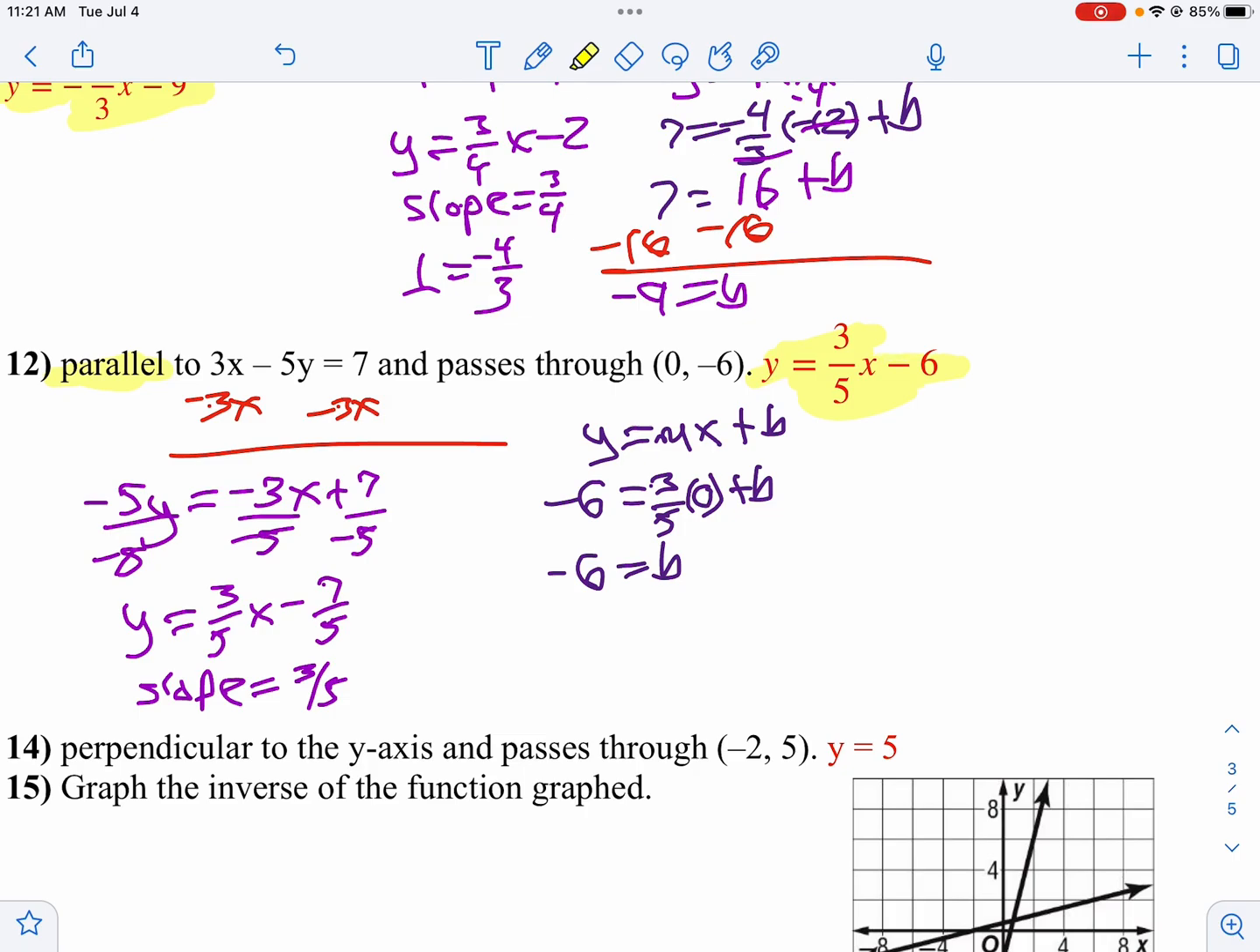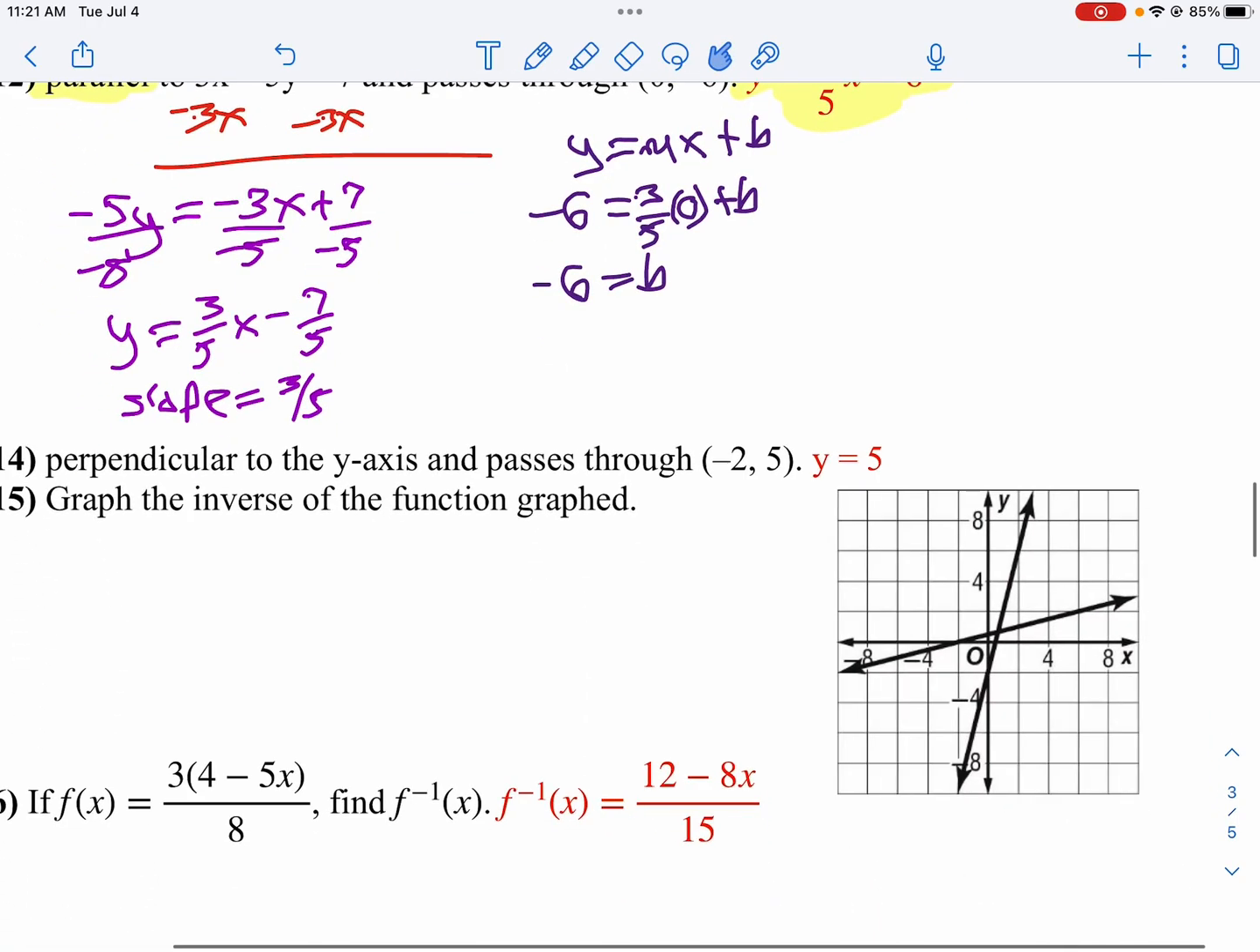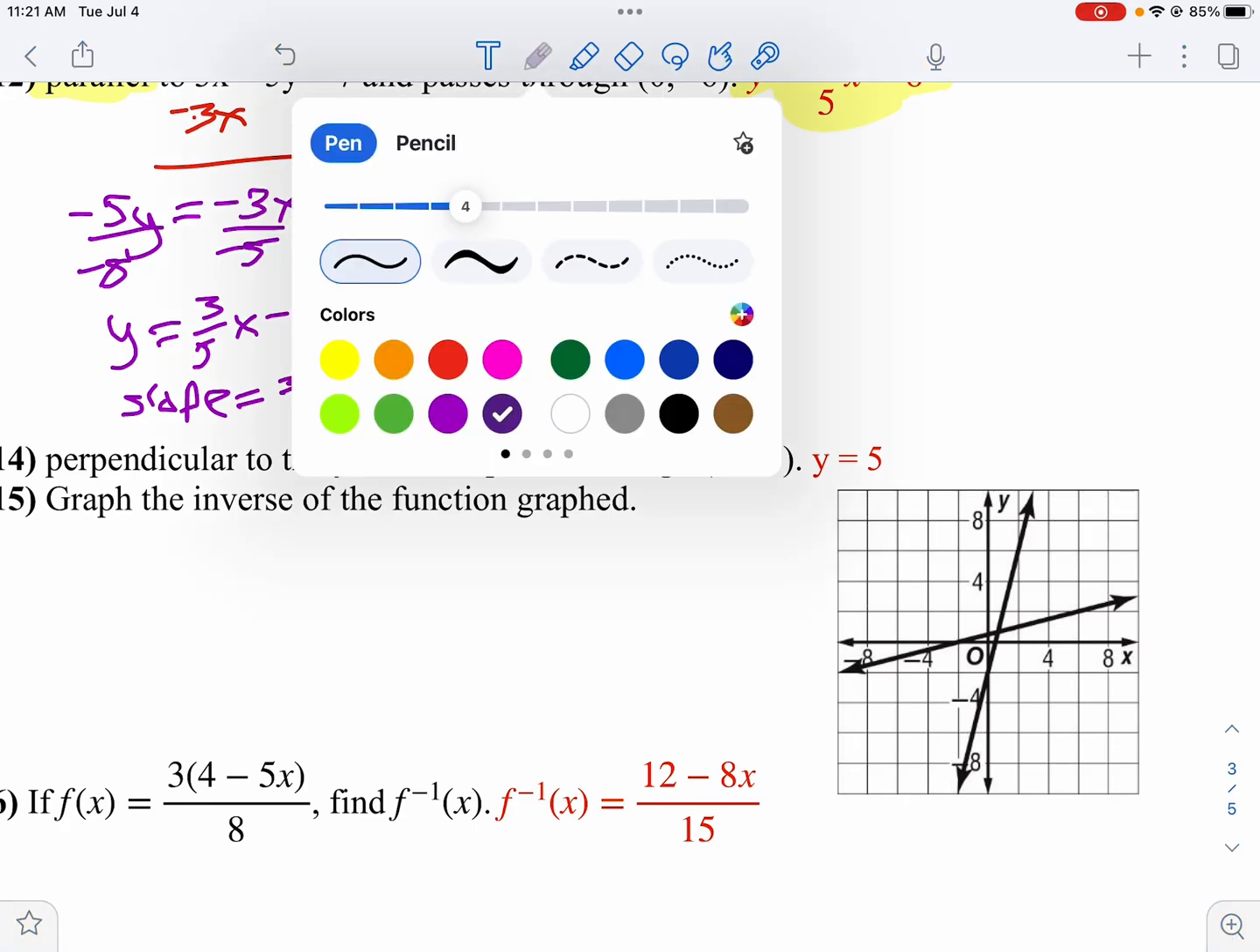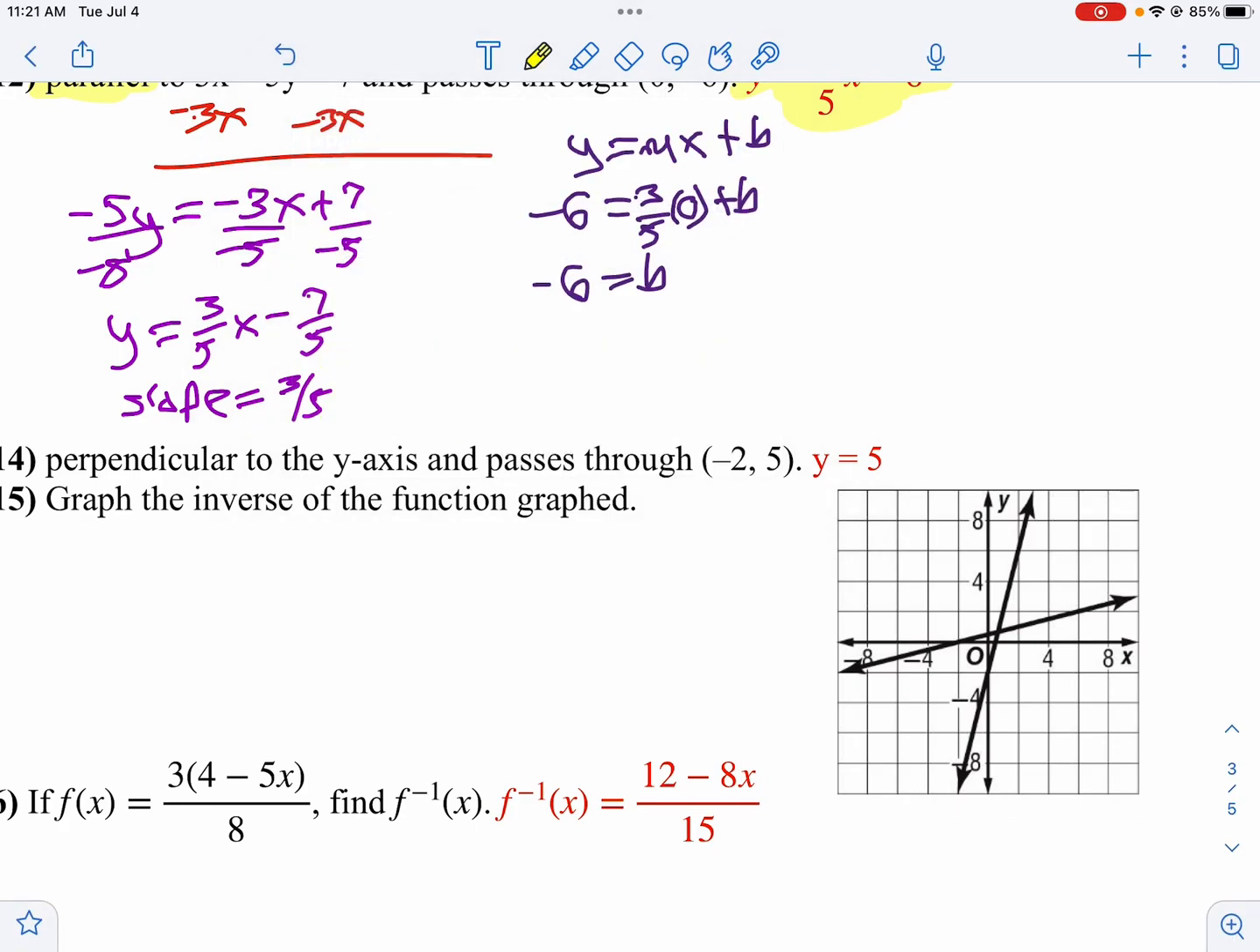Now on number 14, if I do perpendicular to the y-axis, once again, maybe visualize that. So perpendicular to the y-axis, and it passes through the point negative 2 and 5. Well, perpendicular to the y-axis would be a horizontal line, wouldn't it? So my horizontal line has to pass through 5. So it's just y equals 5.